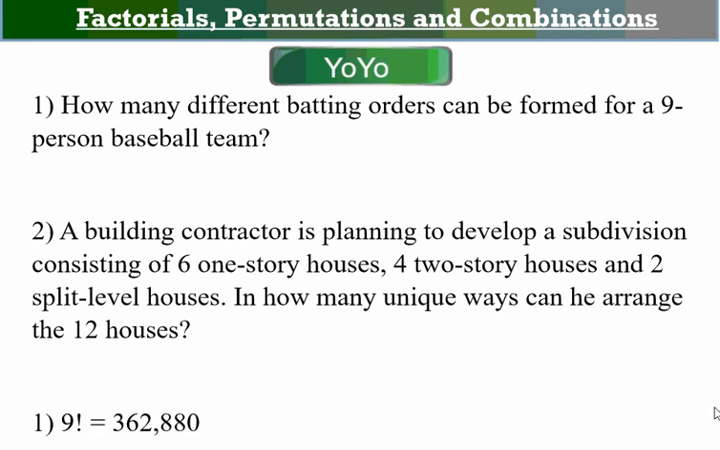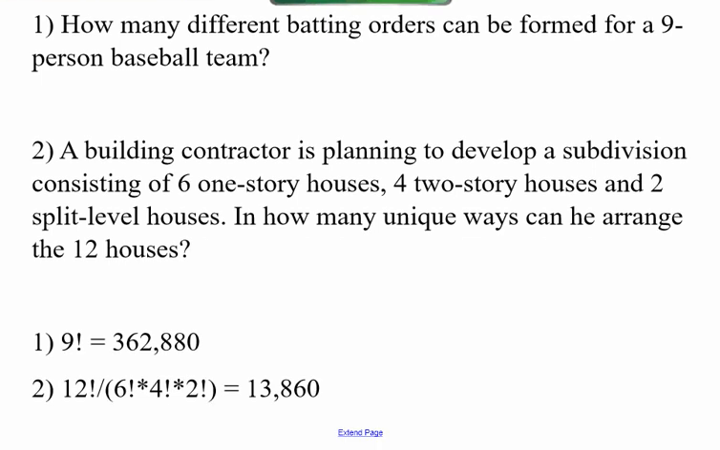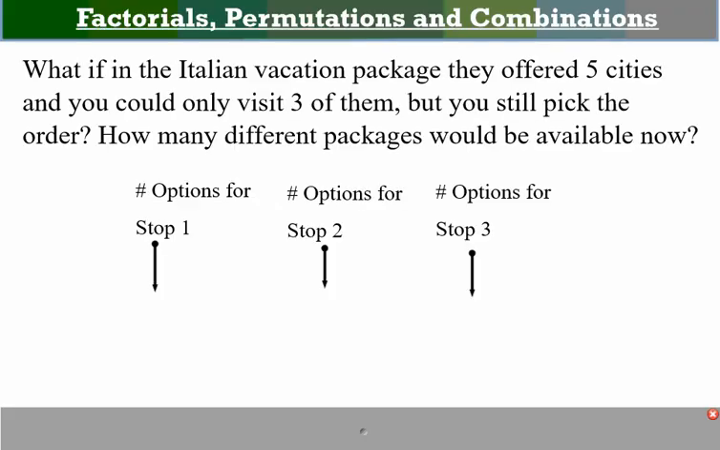Okay, scenario number 1 is just how many ways can I rearrange the 9 people in the batting order? That's just 9 factorial, so 362,880. Situation number 2, there are 12 houses, so 12 factorial is the number up top, but I need to divide by all of the repeat orders. There's 6 factorial ways to rearrange the 1-story houses, 4 factorial ways to rearrange the 2-story houses, and 2 factorial ways to rearrange the split level houses. So I need to divide it by 6 factorial times 4 factorial times 2 factorial, and that's going to be 13,860. That's as far as I can go once I've used all of the possibilities.